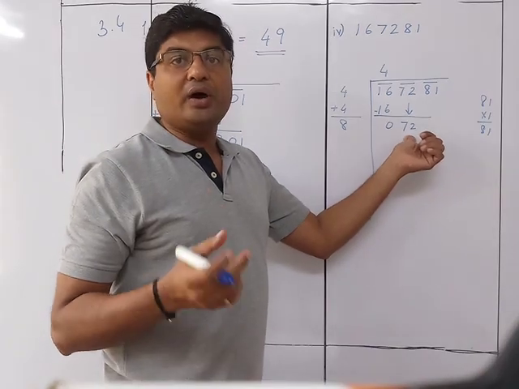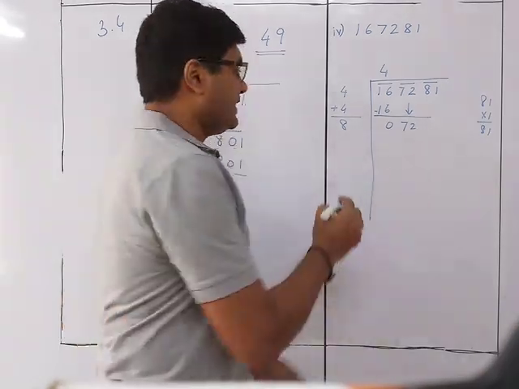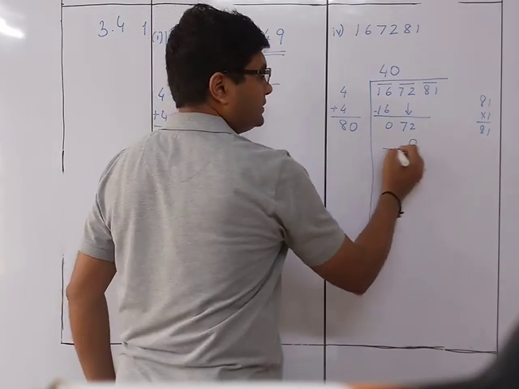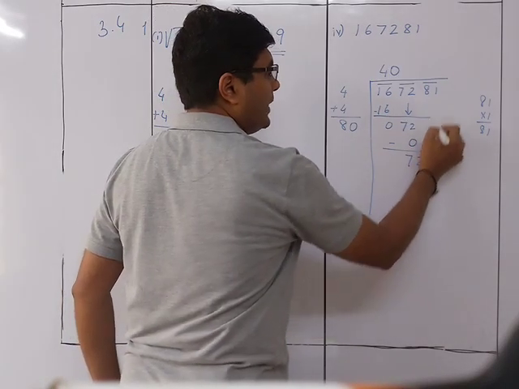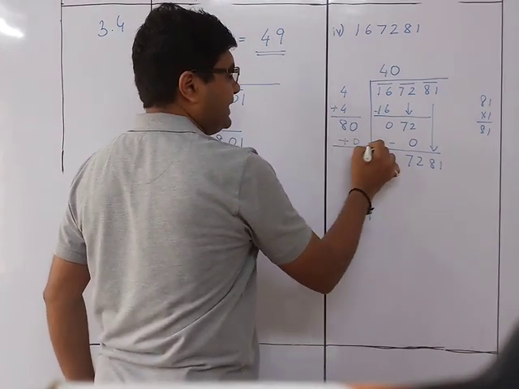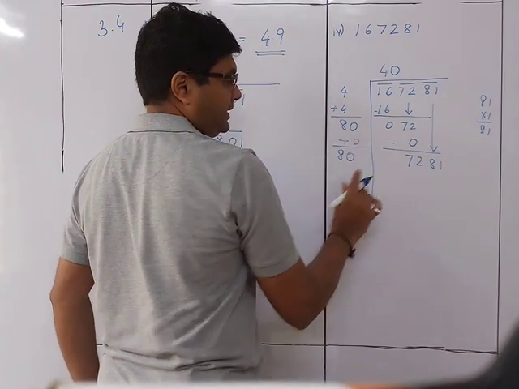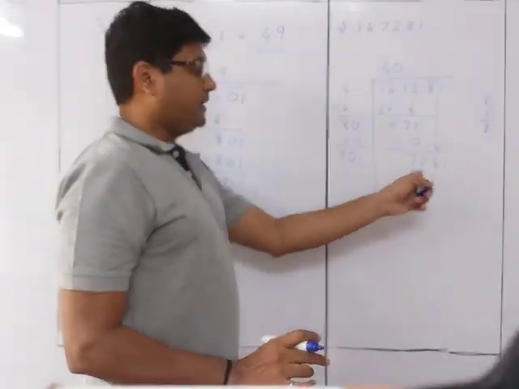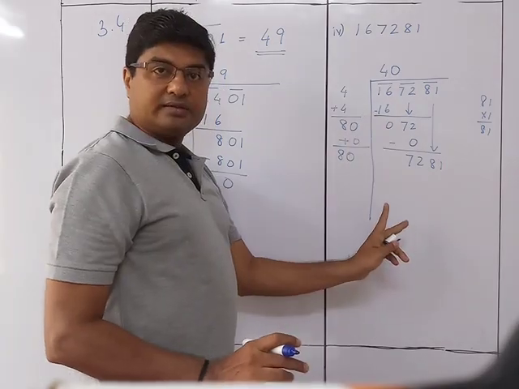So what I'll need to do, I'll need to take 0. So I'll take over here 0, put a 0 here, put 0 here, that's why it will be 72, and this 81 comes down, it will be 7281. I'll add 0 to this, hence the number over here becomes 80. Got it? Double of 40 is 80. Here 7281 is the number.